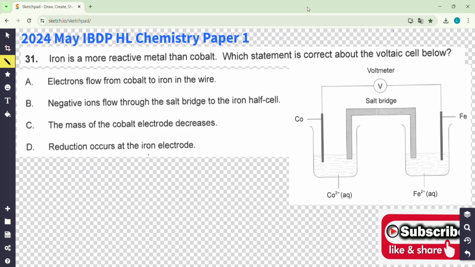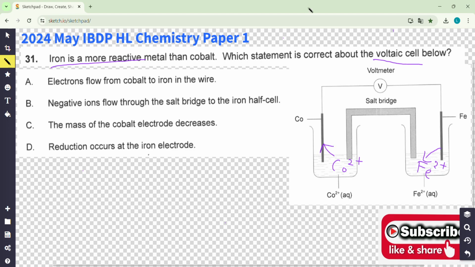Question 31 is about a voltaic cell. Look here, it is given that iron is more reactive. So here iron is more reactive. So iron will become iron 2 plus, and then the cobalt 2 plus will become cobalt. It depends on which one is more reactive, right?